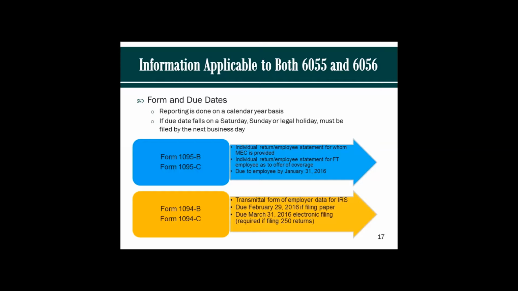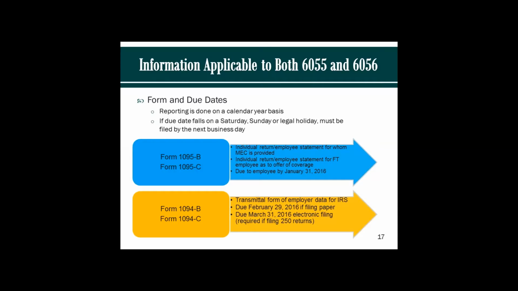As to the reporting requirements, again, just like a W-2 or any other document that goes to the government, if that due date falls on a Saturday, a Sunday, or a holiday, you move it up to the next business day. So looking at our first box there, the Form 1095-B and 1095-C, again, these go to individuals and full-time employees. It's required to be provided by January 31st of 2016.